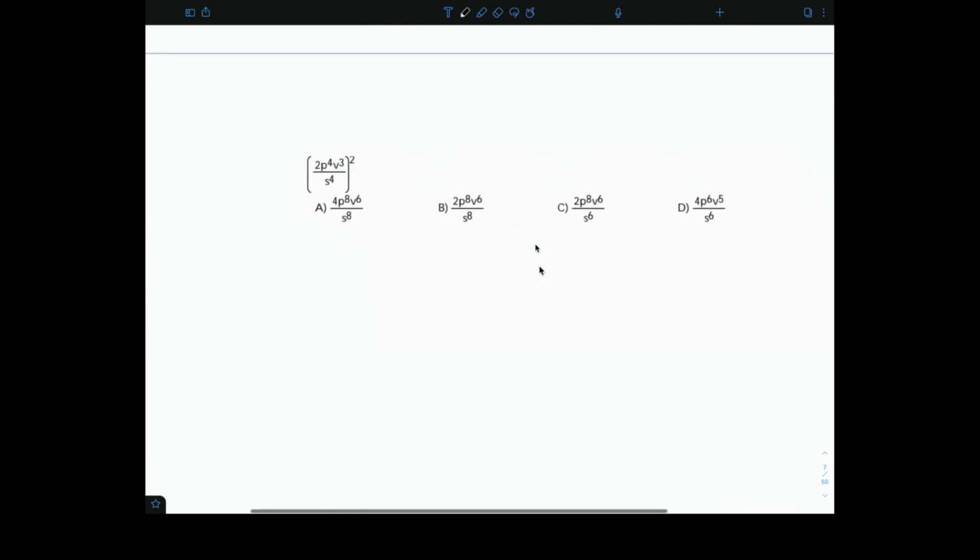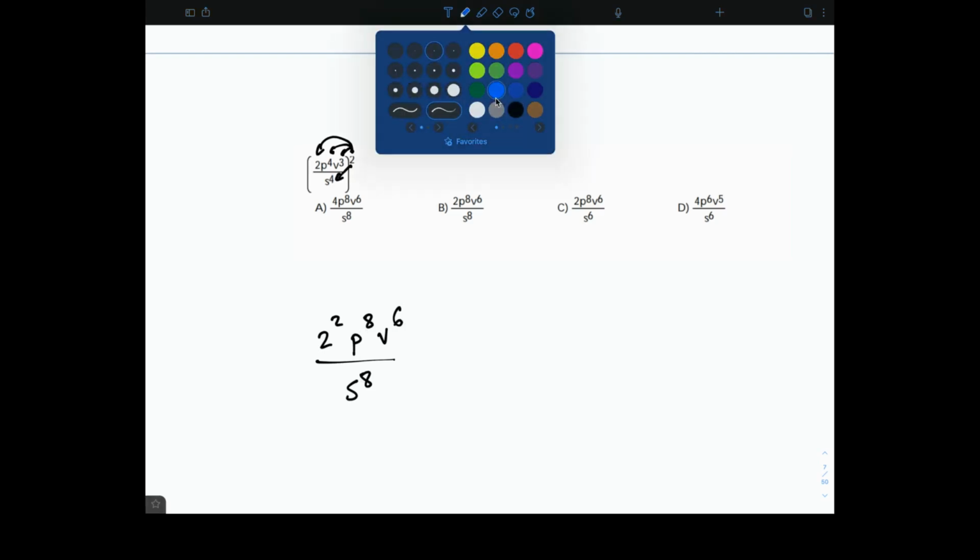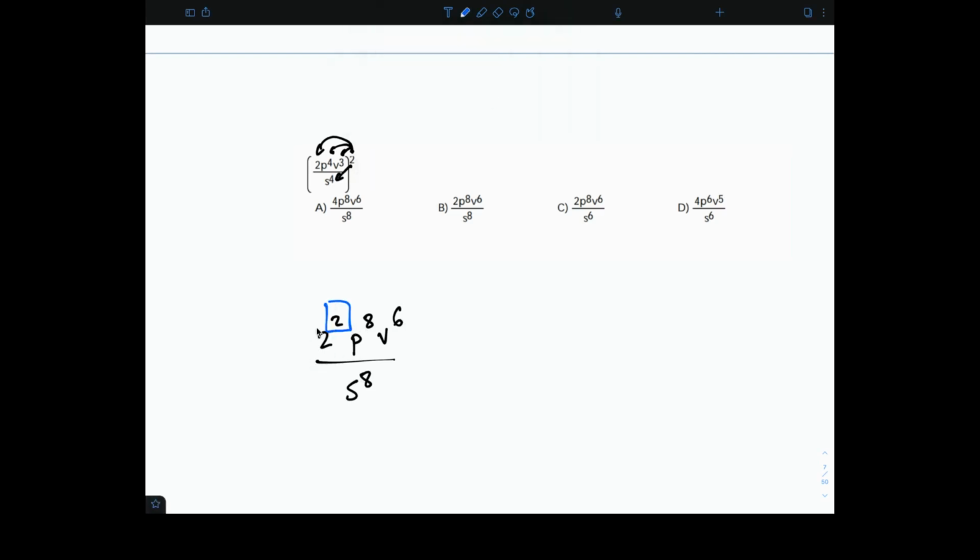Okay, next problem. So we've seen an example like this before. The big thing is to realize that squared means you're multiplying by itself, or you're distributing the 2 into every number, including the letters, right? The place that most students make their mistake is right here. They forget to put it with the number. So you're squaring everything.